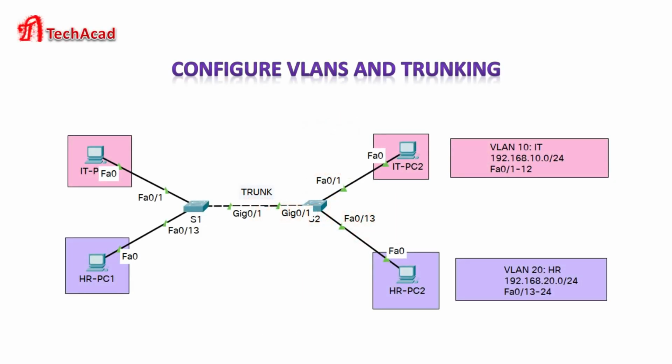In this video, we are going to configure VLANs and trunking. We will design this topology with two VLANs, VLAN 10 and VLAN 20. Here we have two switches, S1 and S2, and we will configure trunking between these switches so that all the tagged frames will pass from S1 to S2 or from S2 to S1 using this single link.